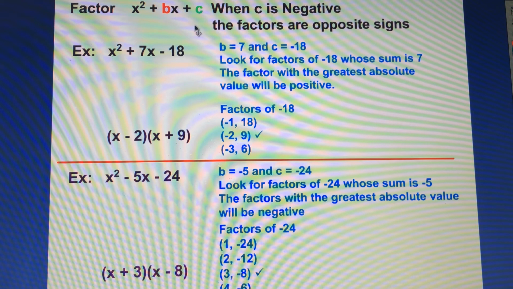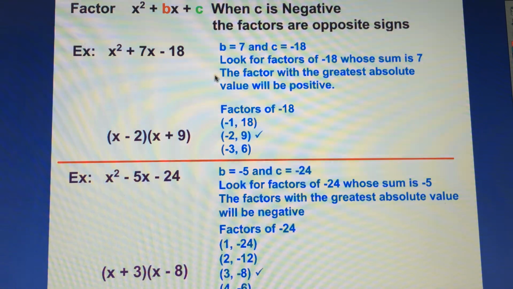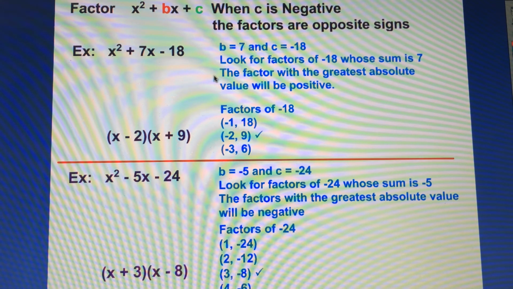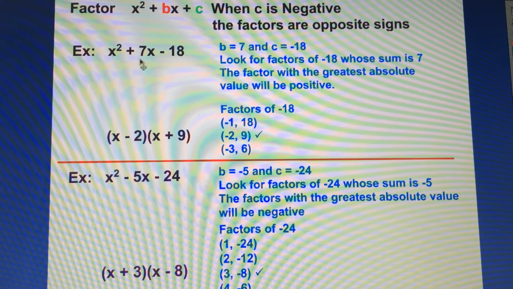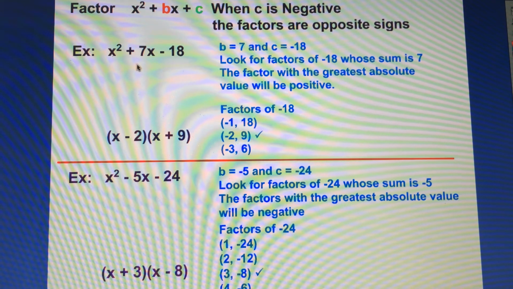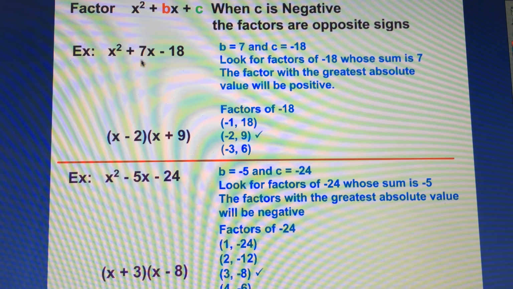All right, what happens if C, your constant, is negative? So I have a negative 18 here. Well, if C is negative, that means that one factor must be positive and one must be negative. In order to multiply two numbers together and get a negative answer, I must have one of each. However, I have a positive B, which means that my larger factor, the larger digit, must be positive, so that when I combine them together, I still get a positive answer.